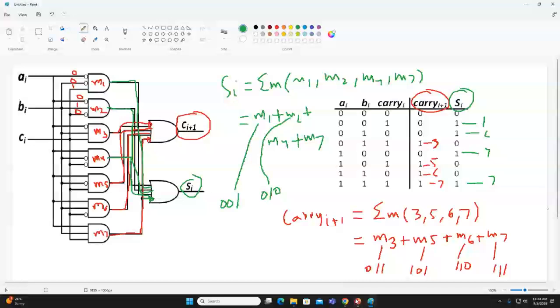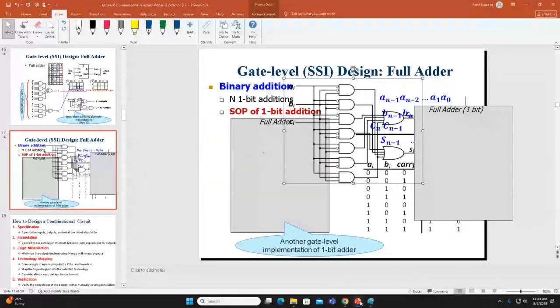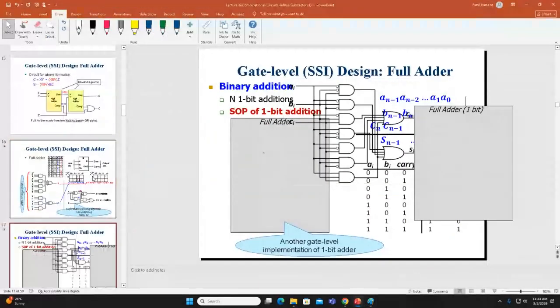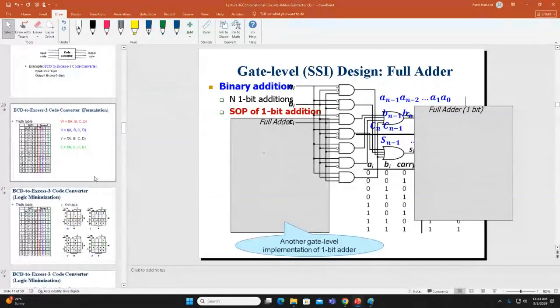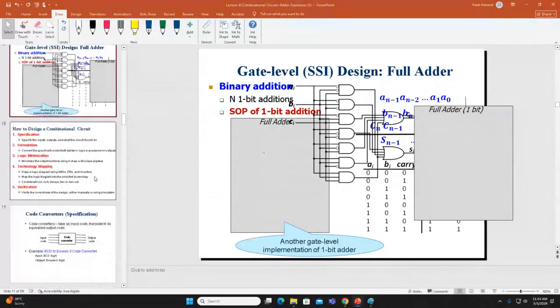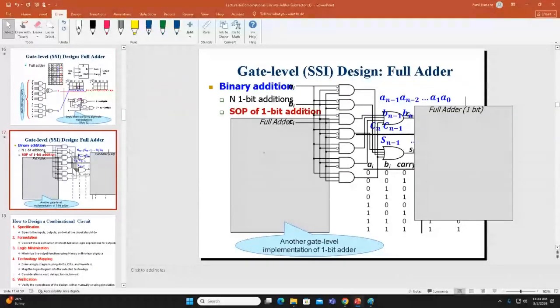Professor, is this the unminimized implementation? Yes, this is the unminimized implementation, and this is also another implementation. It's and-or logic, right? Yes, this is and-or logic. This is minimized and-or logic, but you are using the minterm-based approach. Any question?